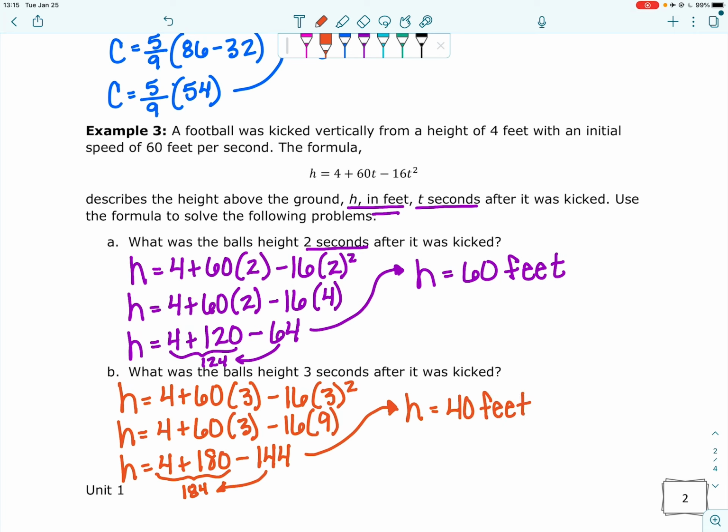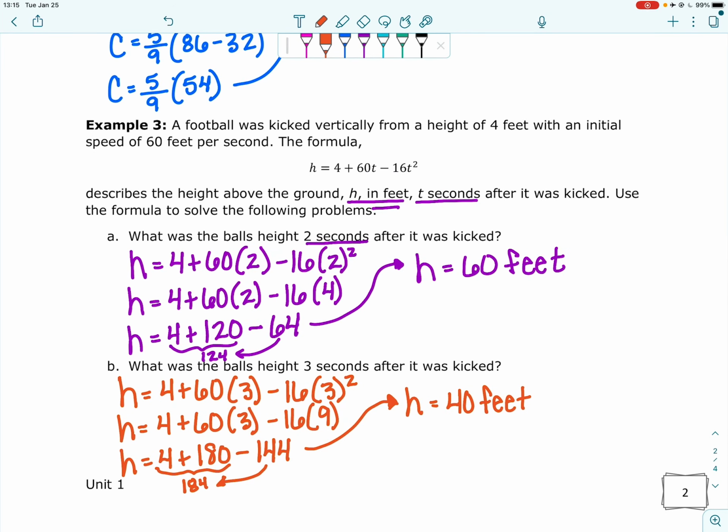So 3 seconds later, the ball's now starting to come back down. Maybe it was coming back down after 2 seconds, but it's more back down after 3 seconds. So another formula, using that formula to find the answer to a question. Replacing t for the number of seconds that have passed.